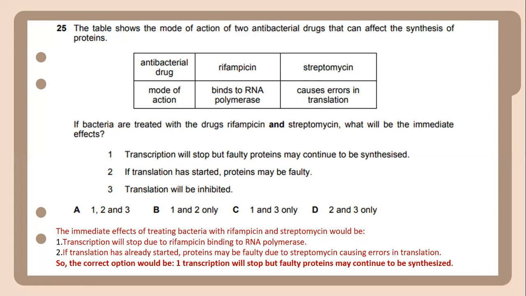The immediate effect of treating bacteria with rifampicin and streptomycin would be, first, transcription will stop due to rifampicin binding to RNA polymerase. And second, if translation has already started, protein may be faulty due to streptomycin causing errors in translation. So the correct option would be 1, transcription will stop, but protein may continue to be synthesized. So the answer is only 1, which is not available in any of A, B, C, or D.